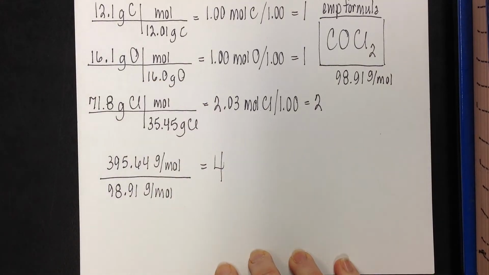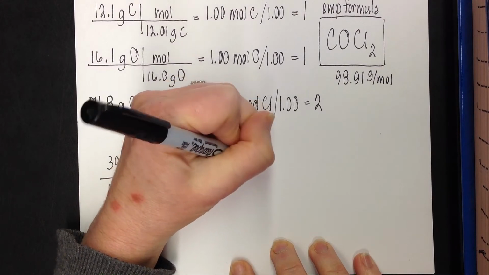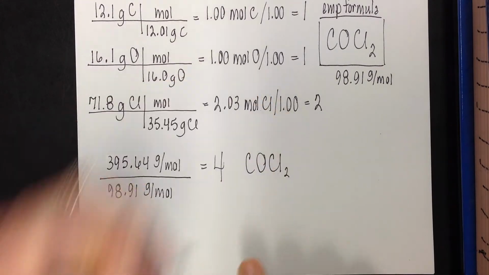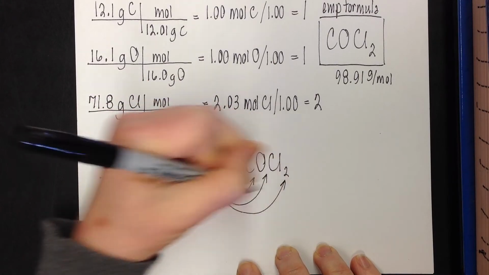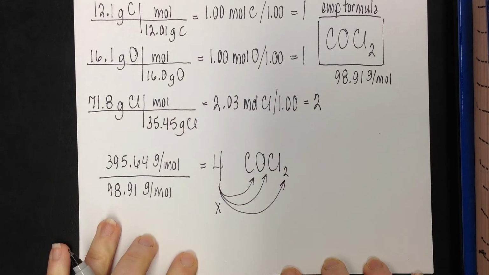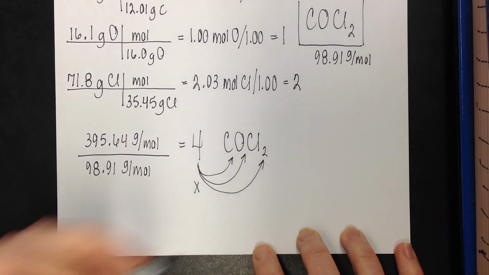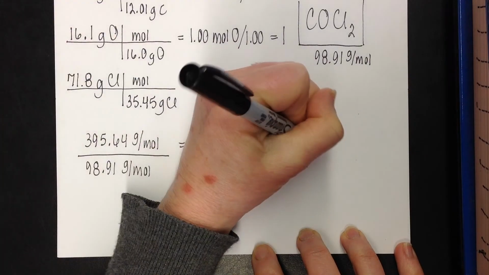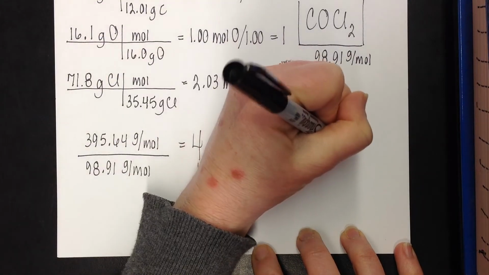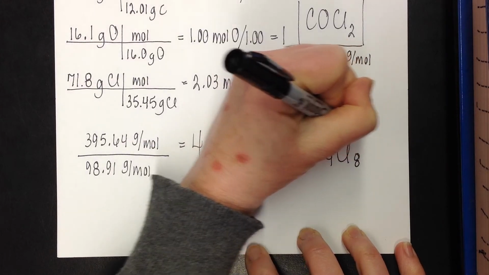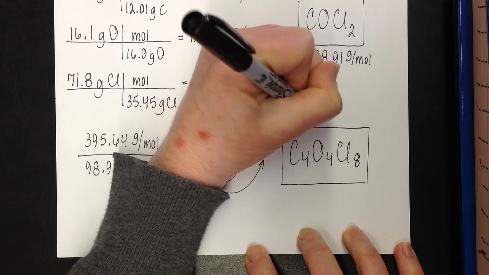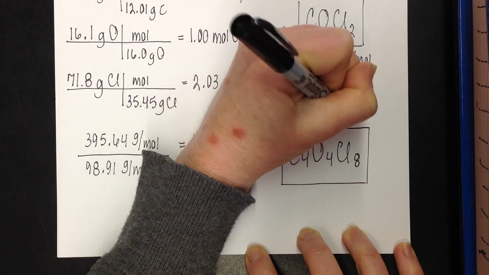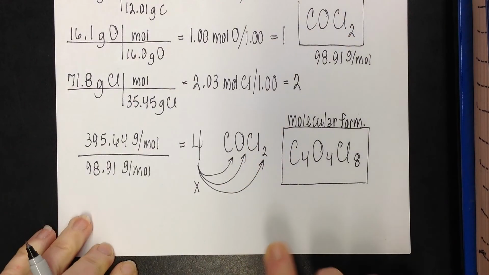So I'm going to take that 4 and I'm going to multiply it by all of these subscripts. So 4 times 1, 4 times 1, and 4 times 2. So the molecular formula is C4O4Cl8. And again, a quick check for you. This should always reduce to this.